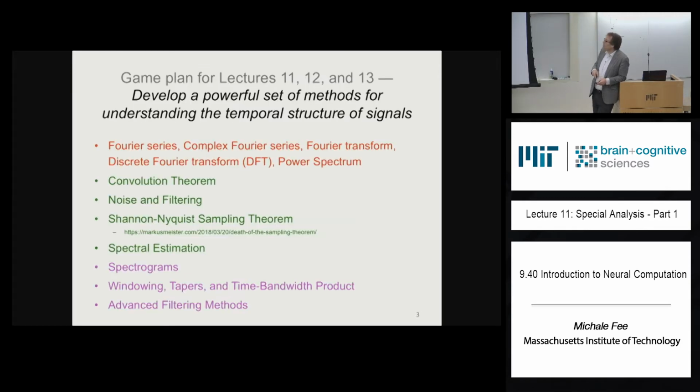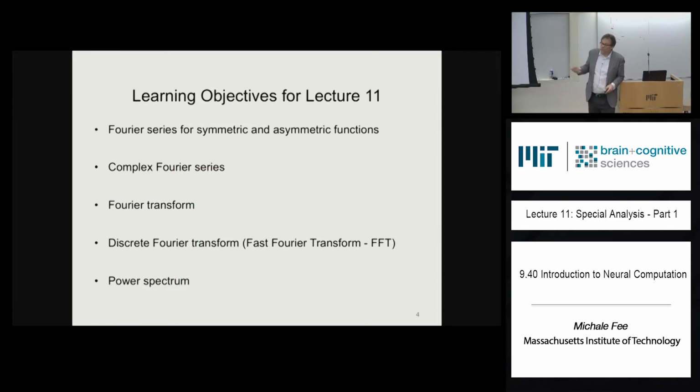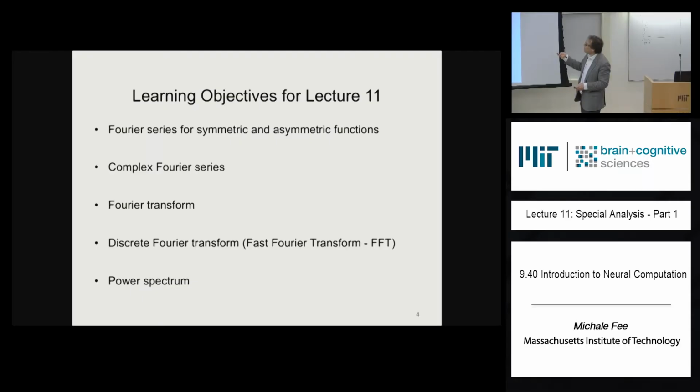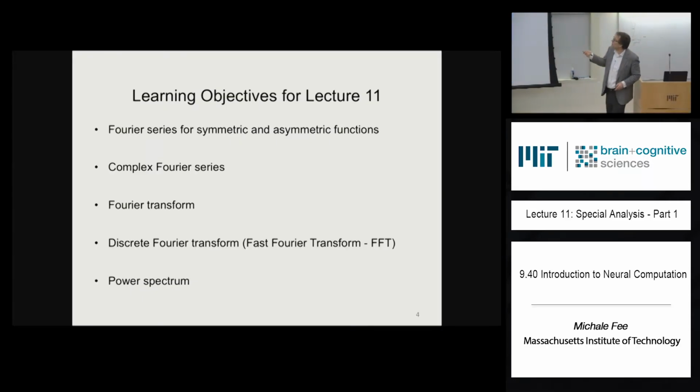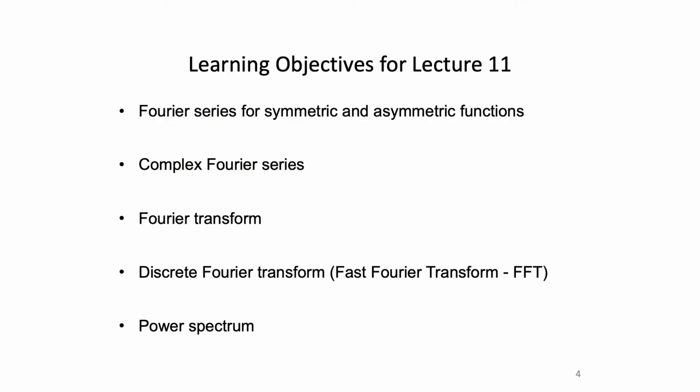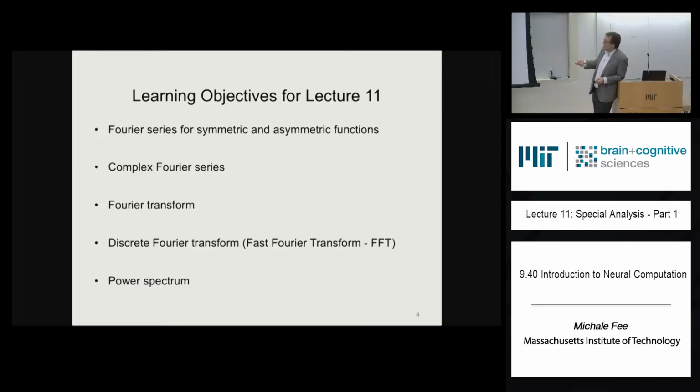Okay, so a bunch of really powerful things. Here's what we're going to talk about today. We're going to continue with this Fourier series. We started with symmetric functions last time. We're going to finish that and then talk about asymmetric functions. We're going to extend that to complex Fourier series, introduce the Fourier transform, the discrete Fourier transform, and this algorithm, the fast Fourier transform, and then I'm going to show you how to compute power spectrum.